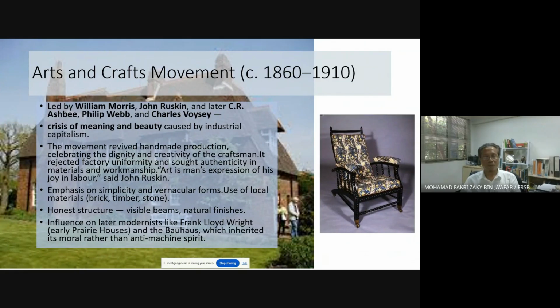So instead of mindless labor, he exalted the craftsmen. These people really have the magic of introducing beauty and meaning to the life of ordinary people. Art is man's expression of his joy in labor, said John Ruskin. It emphasized simplicity and vernacular forms, and the use of local materials: brick, timber, stone. It does not use steel or what we nowadays call metal cladding. Those industrial products are not good for them. Even Frank Lloyd Wright and the Bauhaus were also influenced by this movement.